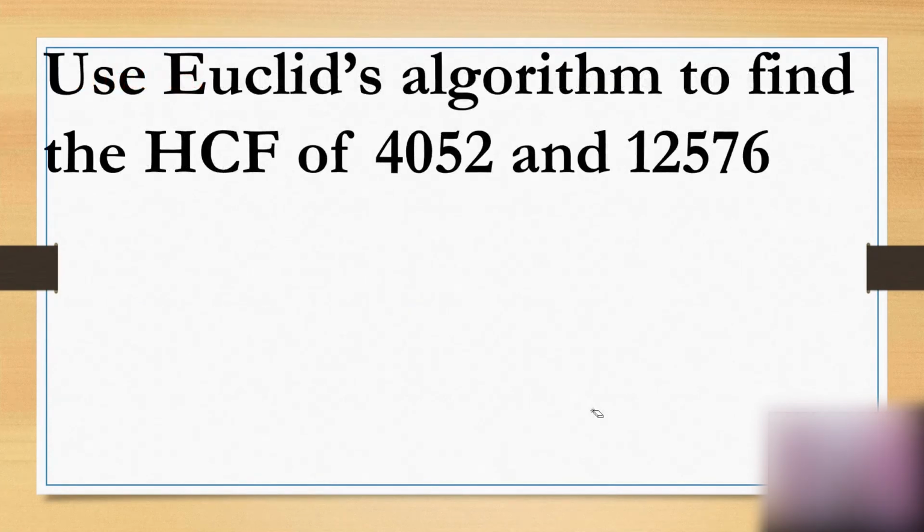Now try one more question. Just pause the video and try to solve this. Here is the solution.